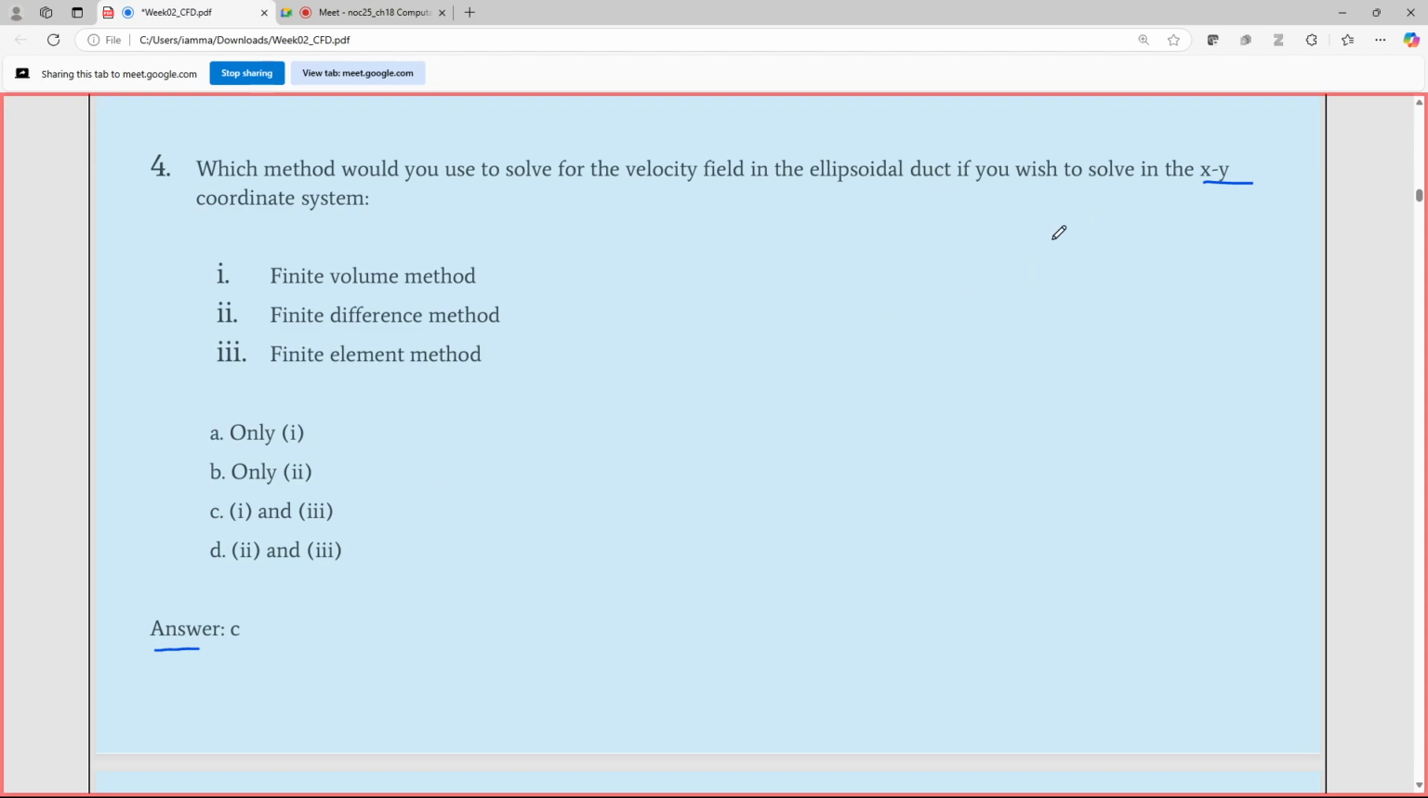The ellipsoidal duct is non-conformal. It does not have a regular shape, not exactly matching the rectangular coordinate system. So if we want to solve it in the xy coordinate system, which of the following will we select? In the finite volume method, we subdivide the large computational domain into small control volumes and integrate over the control volumes to get the solution. These integrated equations are then converted to algebraic equations.